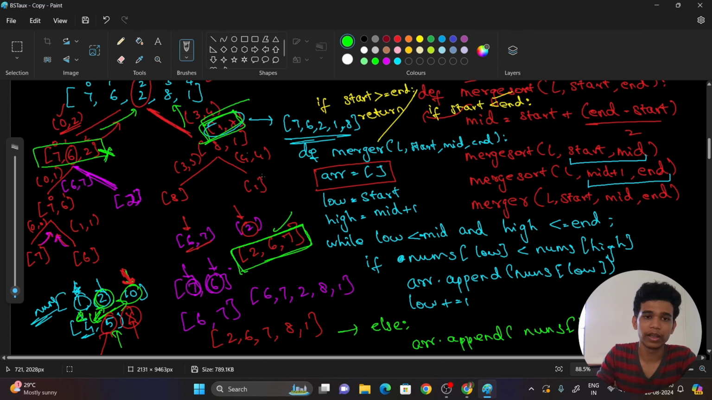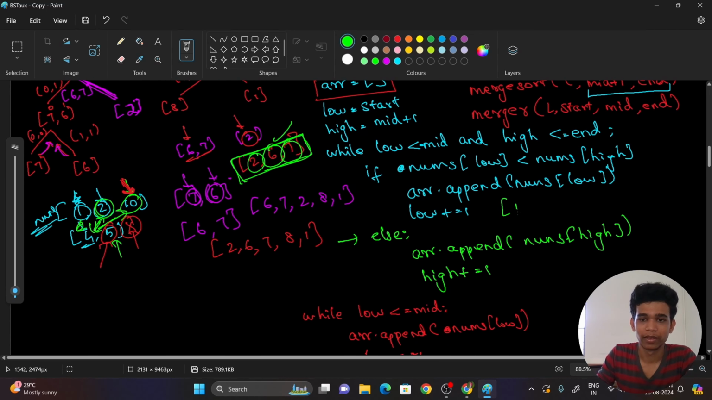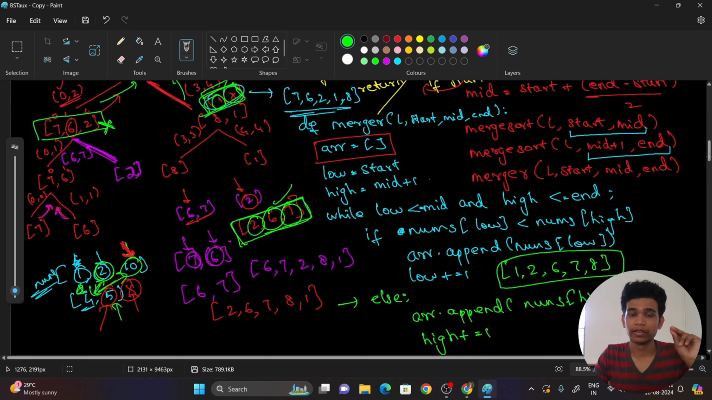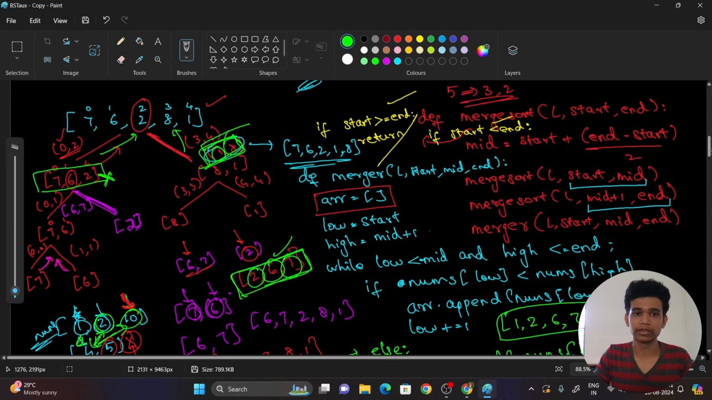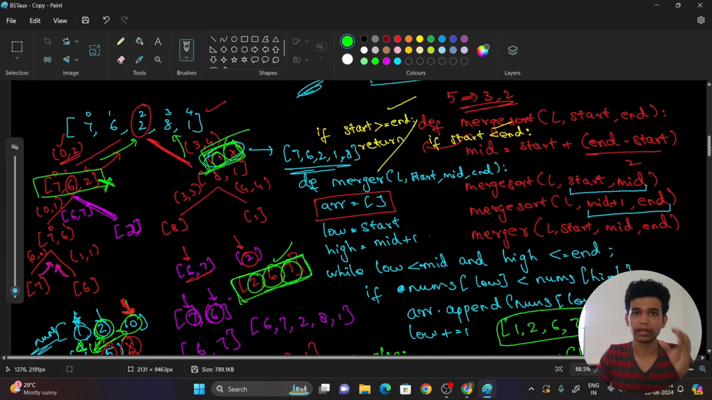When I'm doing the merge function for these both, what will I get? 1 first, then 2, then 6, then 7, then 8. So what's my answer? Let me write here. 1, 2, 6, 7, and 8. So this is my output. Can you understand this? Okay. After understanding this, just dry run by yourself, because it is so complicated. Here I wrote so many things. So just dry run using your own example.